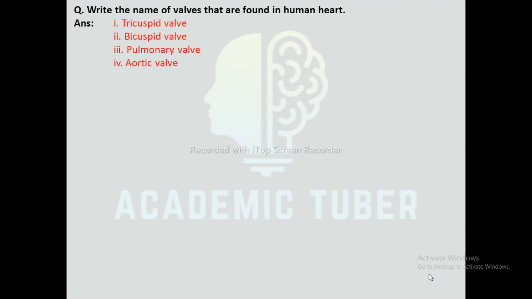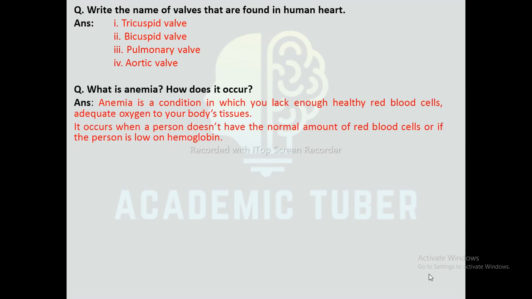Write the names of the valves that are found in the human heart. There are 4 valves found in the human heart. They are the tricuspid valve, bicuspid valve, pulmonary valve, and aortic valve. What is anemia? How does it occur? Anemia is a condition in which you lack enough healthy red blood cells to carry adequate oxygen to your body's tissues. It occurs when a person doesn't have the normal amount of red blood cells or if the person is low on hemoglobin.